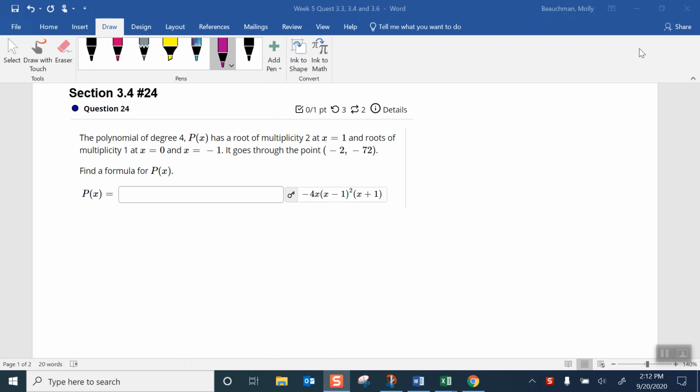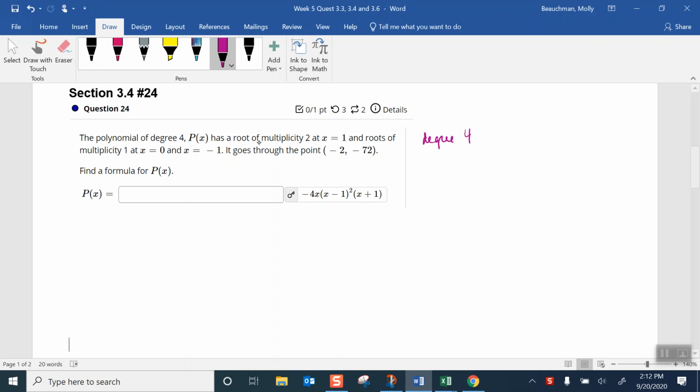In this video, we'll take a look at a homework problem. This is from section 3.4, problem number 24. And we're given some information about a polynomial, and we want to find the polynomial given information about the roots. So the polynomial has degree 4, so I'm going to write that down. We're looking for degree 4.